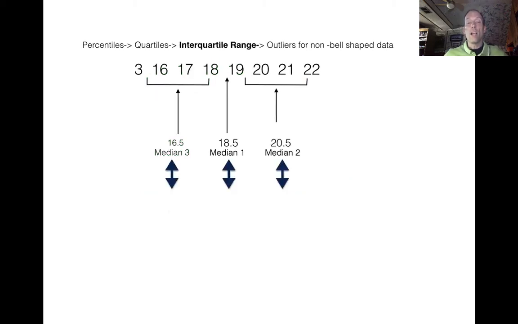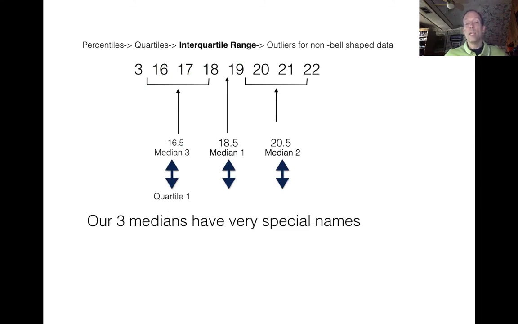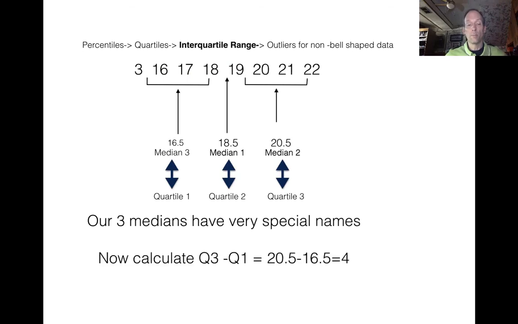It's going to turn out that these medians have very special names. We're going to call median 3, or our third median, quartile 1. The middle median is quartile 2, and the final median is quartile 3. So why do we call them quartiles? It's because they're dividing the data set up into 4 chunks of data.